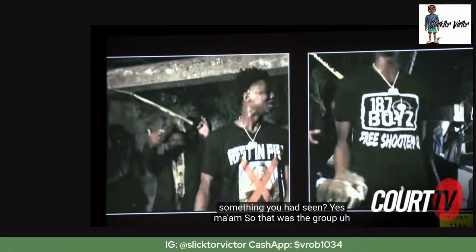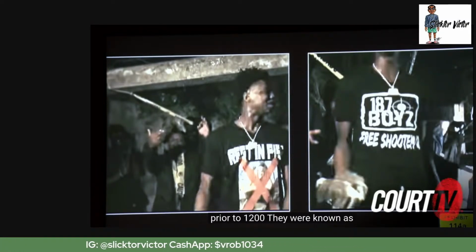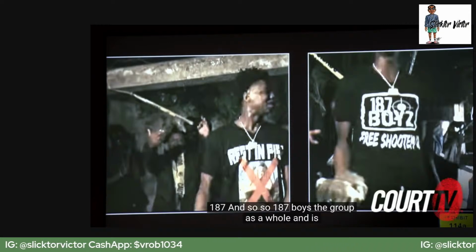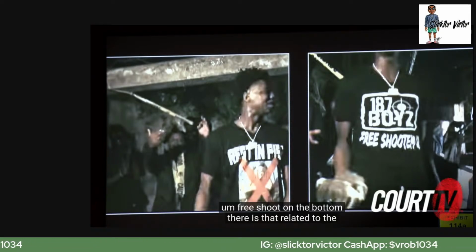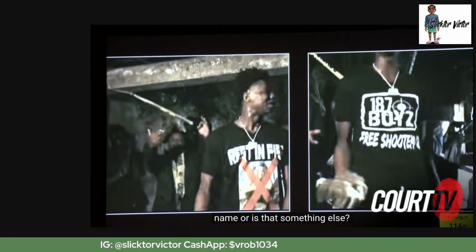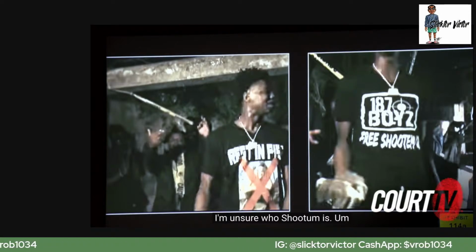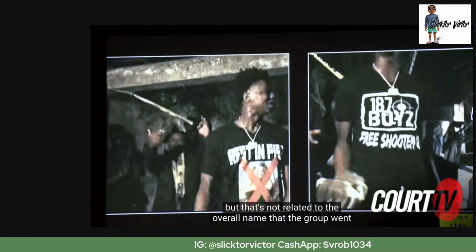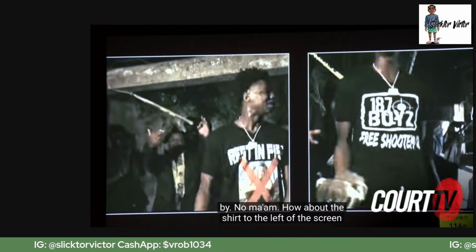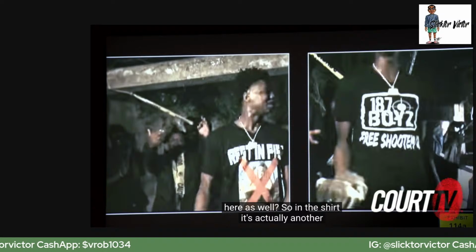They were known as 187. And so 187 Boys, the group as a whole. And is Free Shoot 'em on the bottom there, is that related to the name or is that something else? They might be doing a shout out to somebody that's locked up. I'm unsure who Shoot 'em is. But that's not related to the overall name that the group went by. No, ma'am. How about the shirt to the left of the screen here as well? In the shirt, it's actually another diss sign to the North Side gang known as 6 Block. They have rest in piss and then an X out of the shirt, a depiction of Foolio, aka Charles Jones.